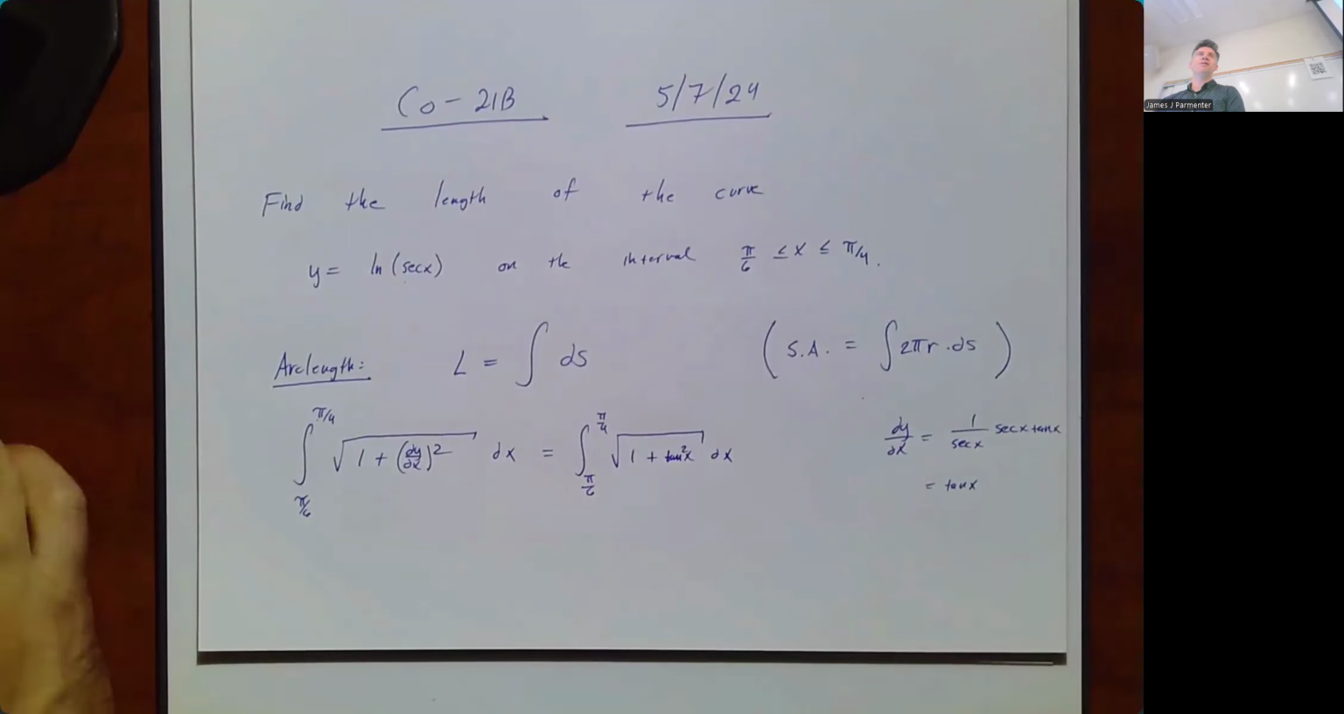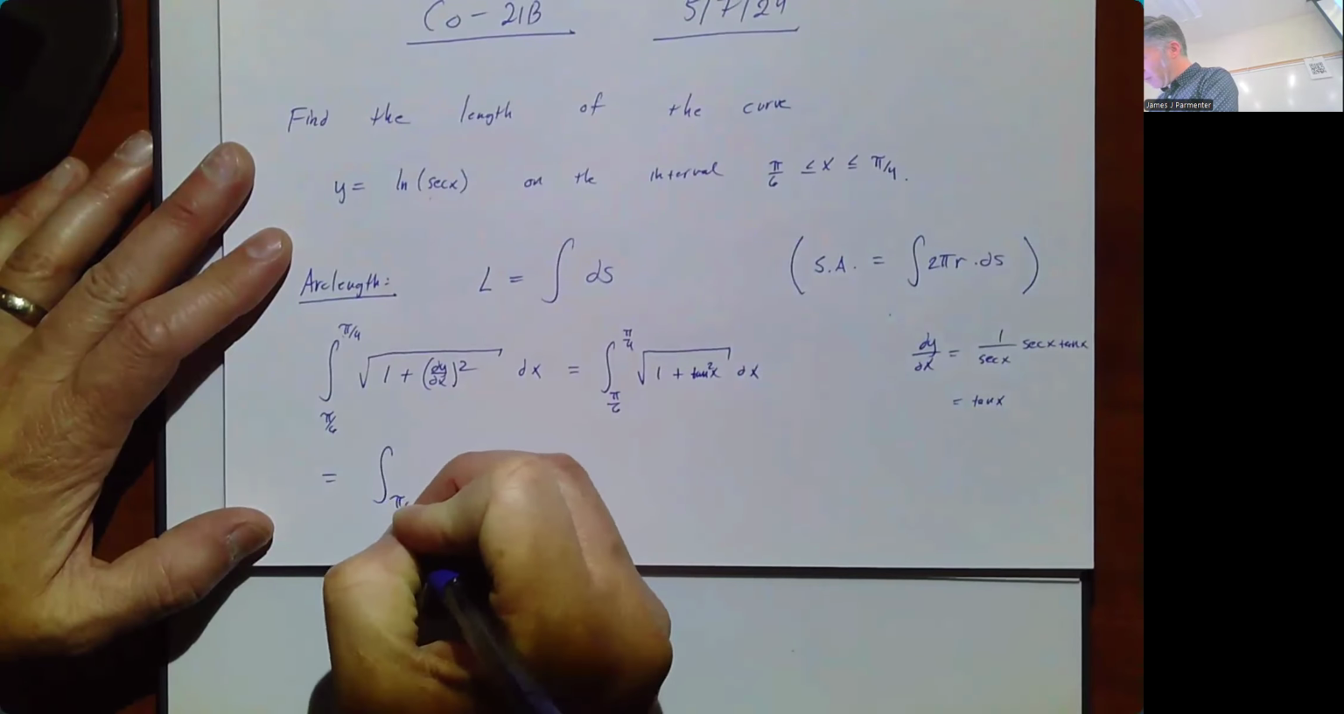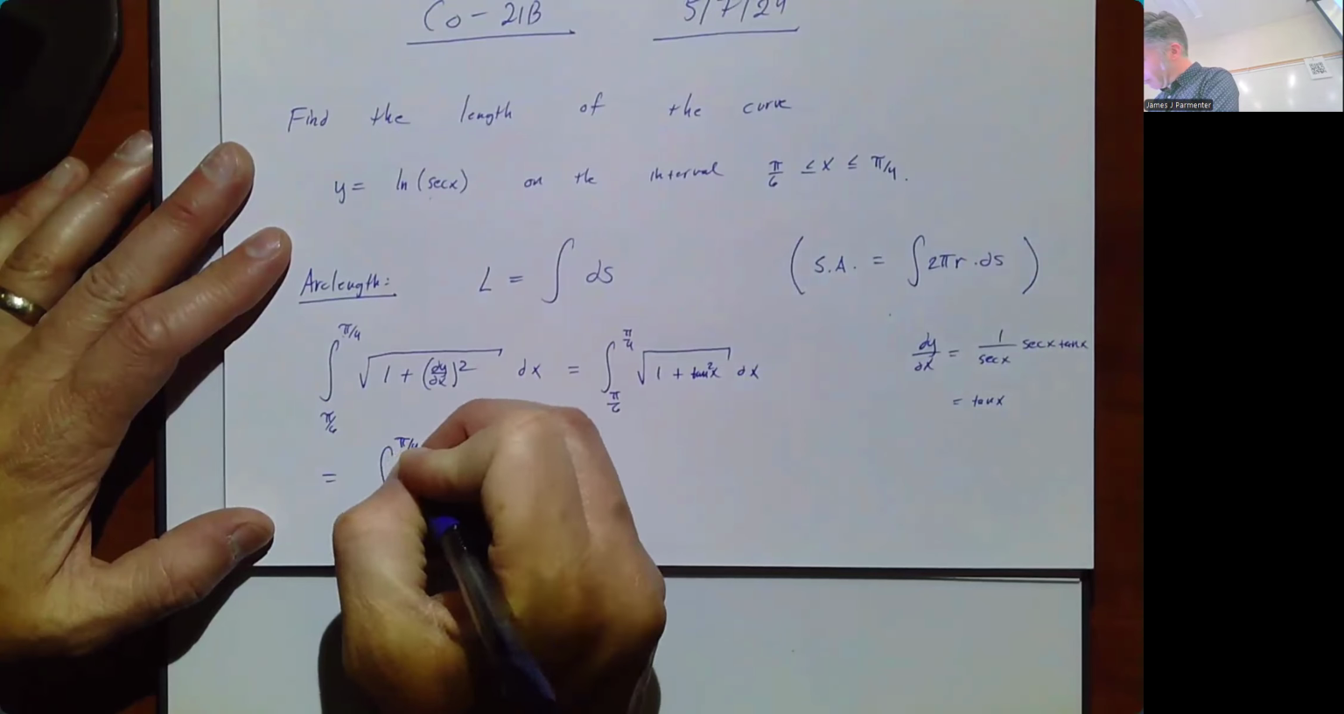1 plus tangent squared. Do we know a trig identity for that? We certainly do. It's my favorite one. I've said it a few times. Have I said it in here? Okay. Yeah, you know what happens when you tan? I tan and get sexy. So this is going to be the integral from pi over... I don't actually tan, I burn, but whatever.